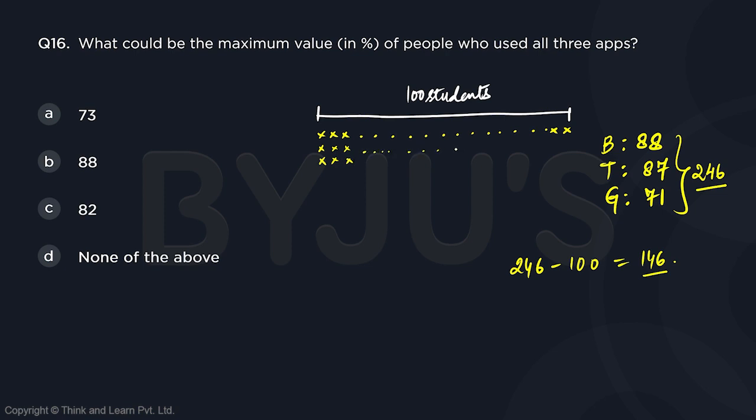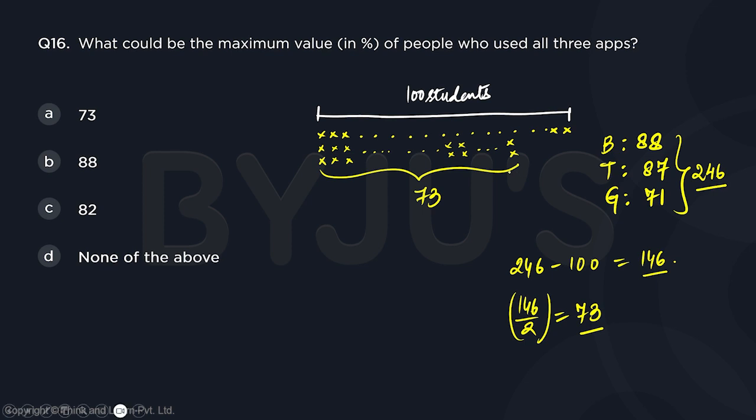So if I keep on doing this, giving every student 2 more, to how many students will I be able to give 2 more out of these 146? So obviously 146 divided by 2, which is going to be 73. So we will be able to give 73 kids 2 more chocolates. They already had 1. So we can say the maximum number of people who can use all the 3 apps is going to be 73, right?